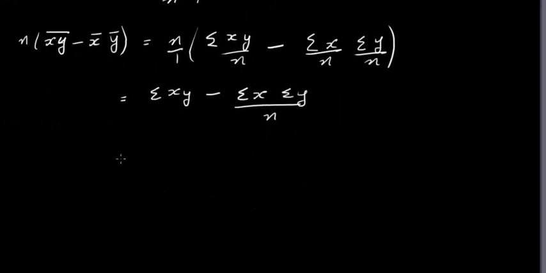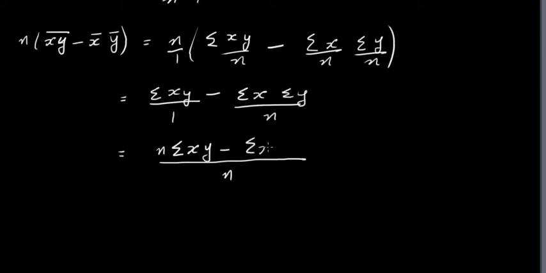So next line. What we're going to do now is add these two fractions here. Let's say that's over 1 here, so let's get our common denominator of n. So 1 into n is n, multiply the top here by n, so we get n times sigma xy minus, n into n is 1, so we just get sigma x sigma y here. That should work, that's fine. Next line then.